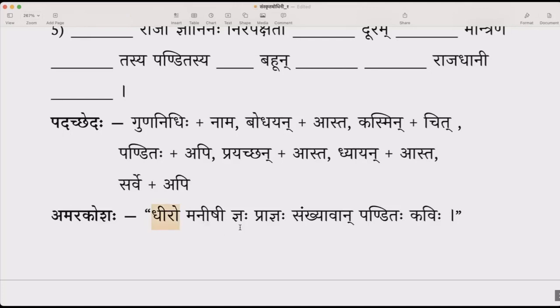Anyway, Amarakosham, these are all the different words for panditaha. Dhiraha, manishi, gnyaha. Gnyaha, yaha janati iti gnyaha. Prajnyaha.